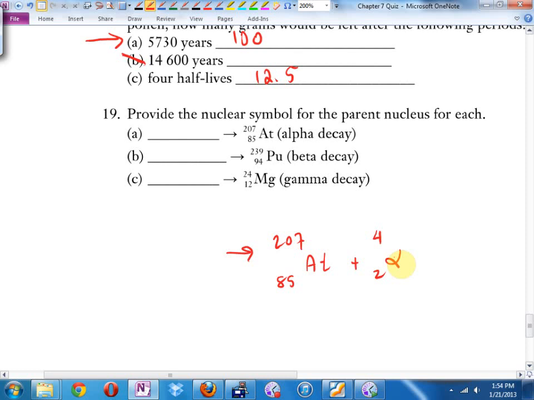How much mass did we start out with then? 211, right? And how much charge did we start out with then? 87. What element is that? Element number 87. Francium or francium?